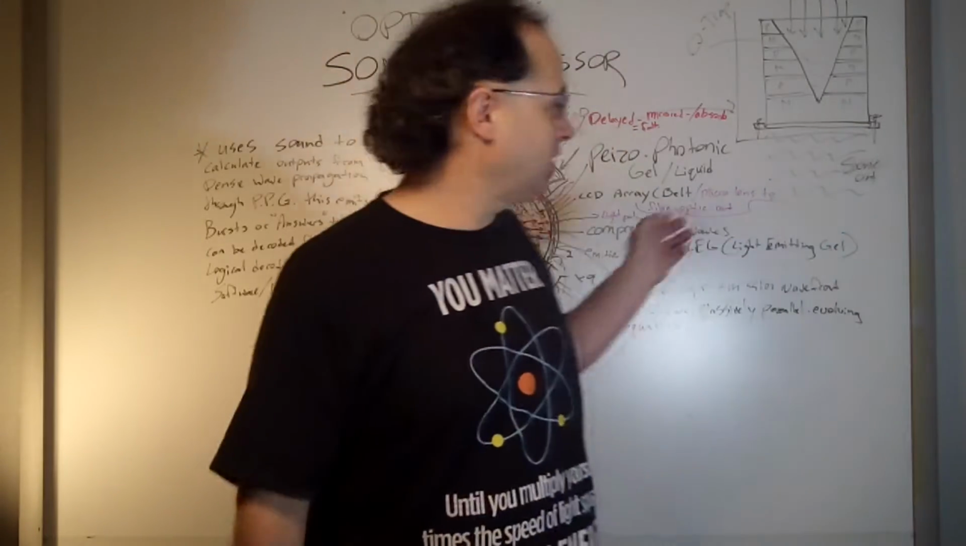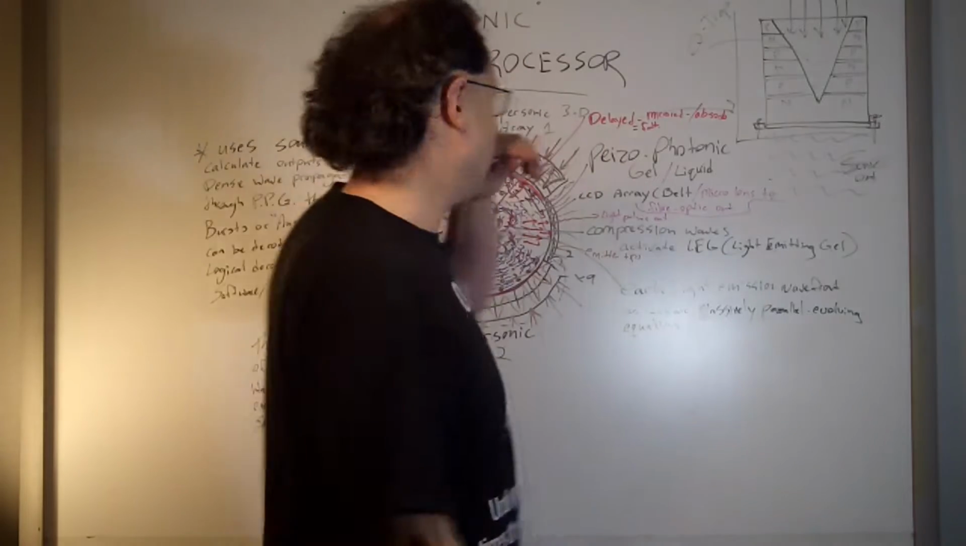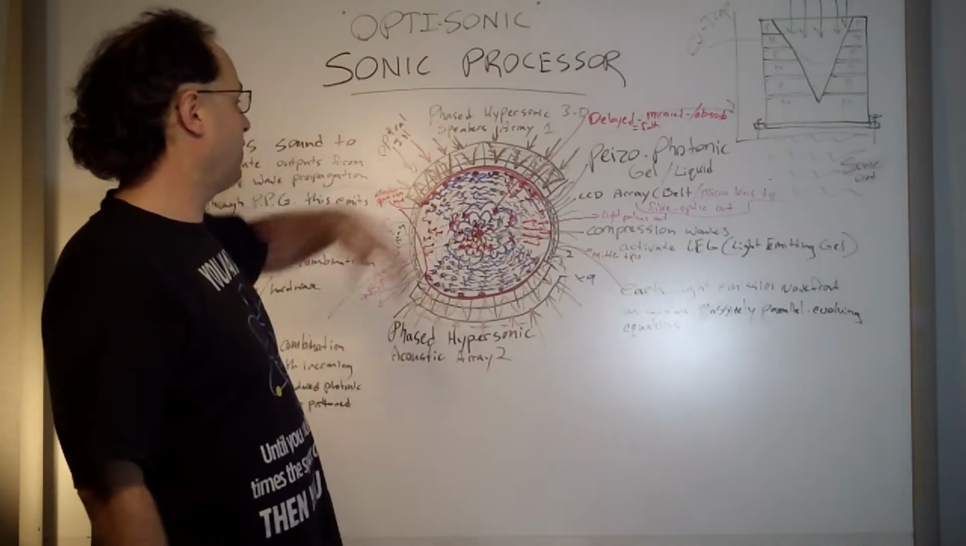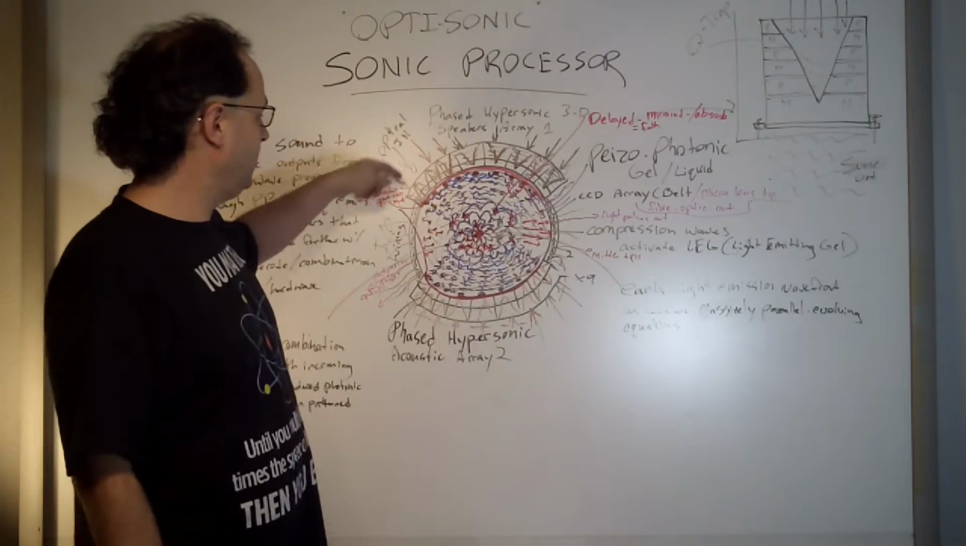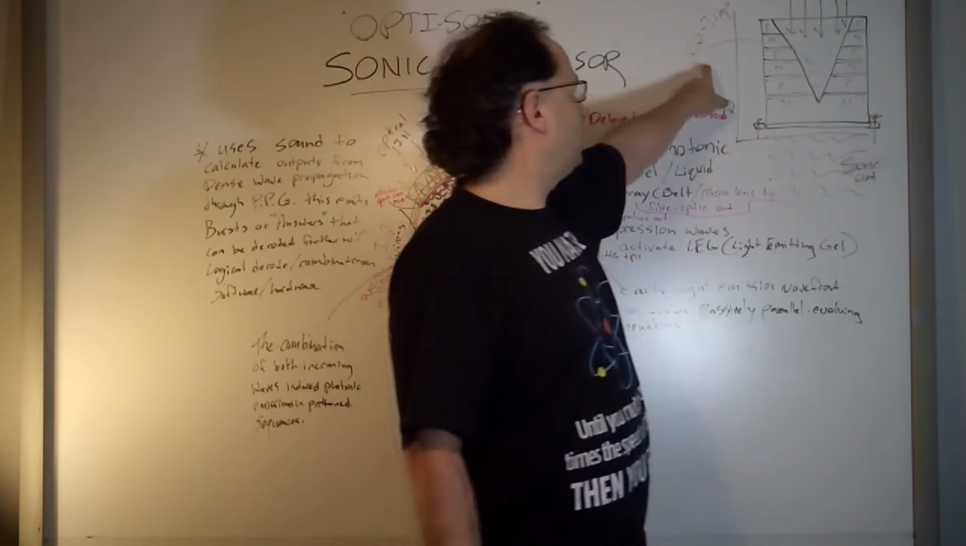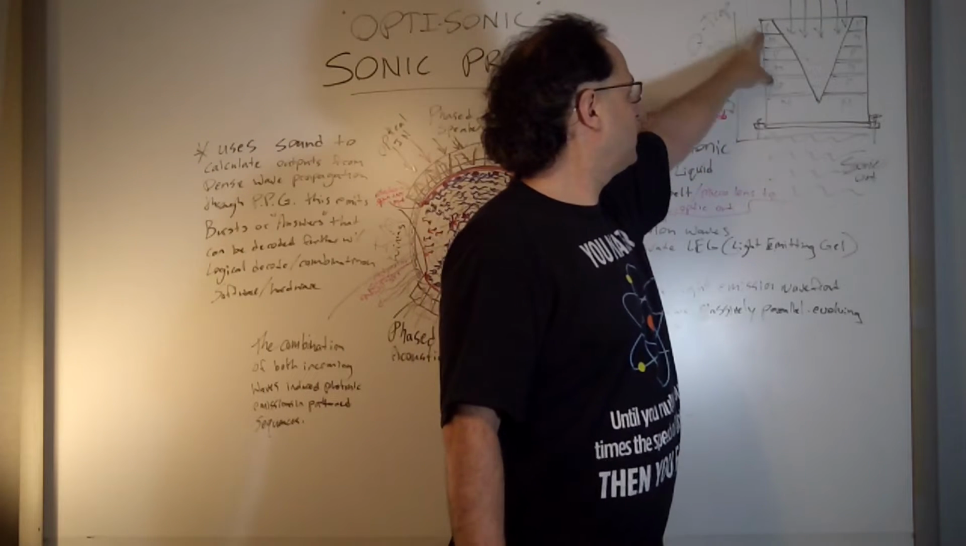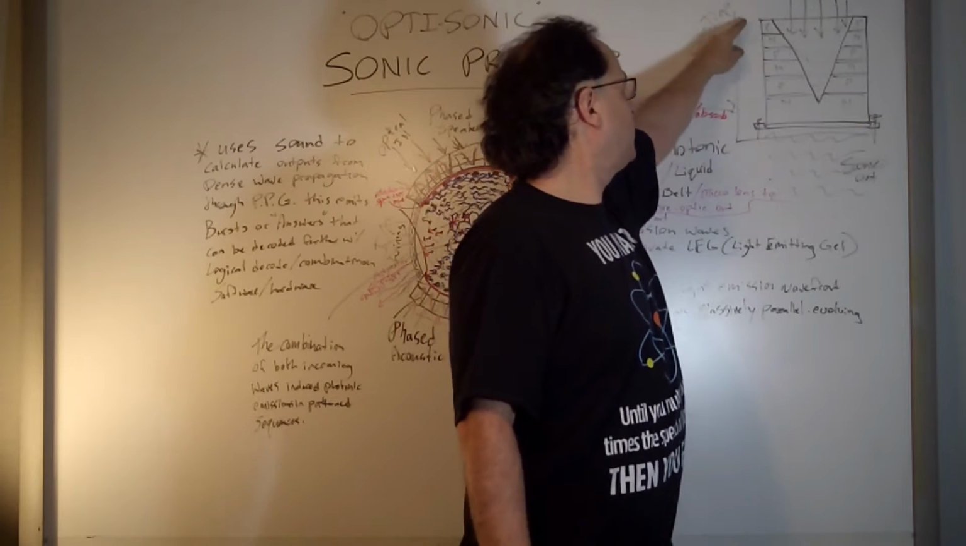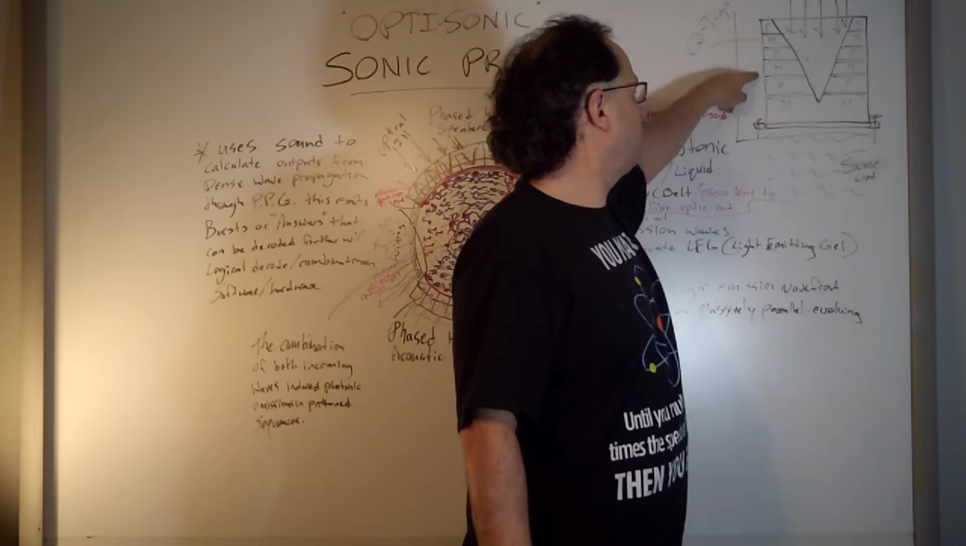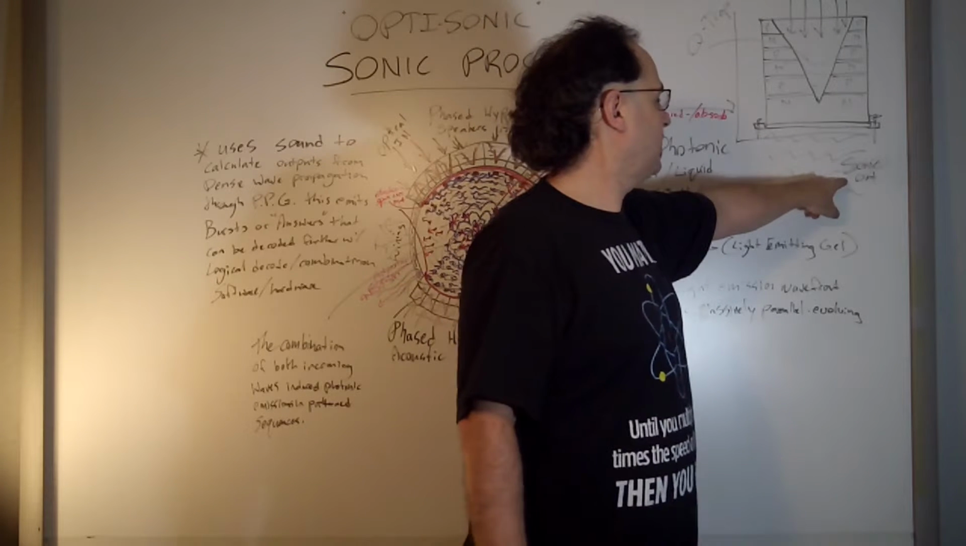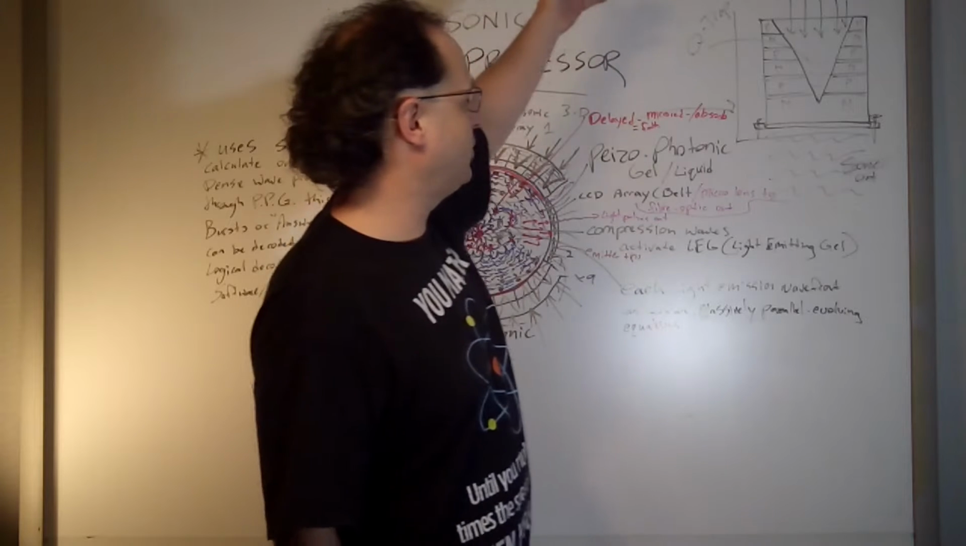Without any further ado, let's go ahead and look at what I have on the board behind me. This is Optisonics sonic processor. Basically, you get optical in to these Q-trap cores, or Q-trap emitters. And the Q-trap emitters are made of alternating p-n junctions, which produce a sonic output. Now, of course, the p-n junctions create a standing wave.